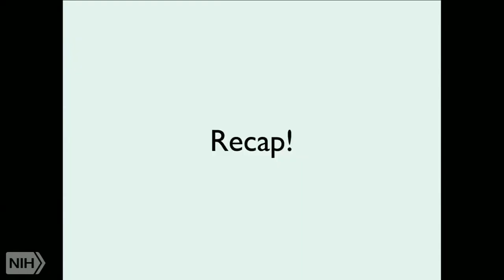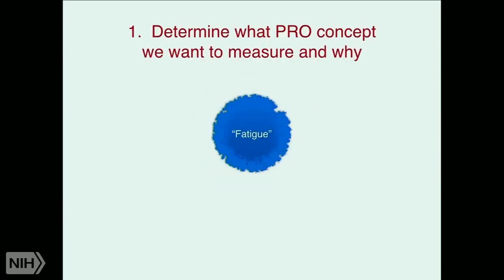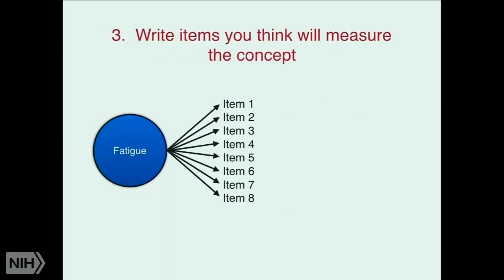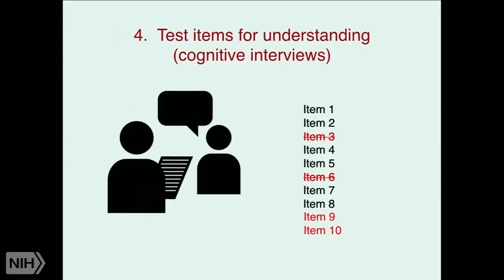I talk fast. Again, I'm caffeinated, so let's do a quick recap here. We're going to determine what concept we want to measure and why. We're going to collect qualitative data from people to make sure that we really have defined this thing. Once we've got it defined, we can write items for it. We're going to take the items to the actual types of people who are going to be taking this measure, find out if they understand it, revise the items, and make sure our revisions work with new people.